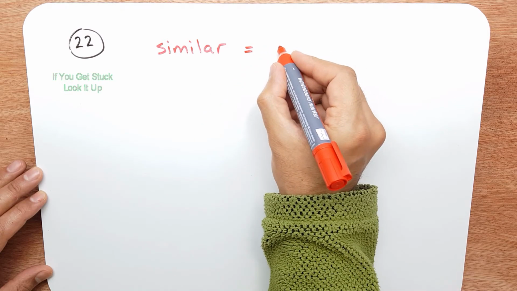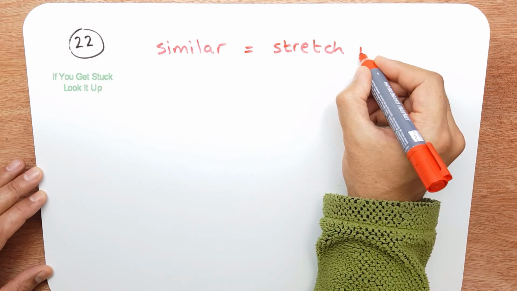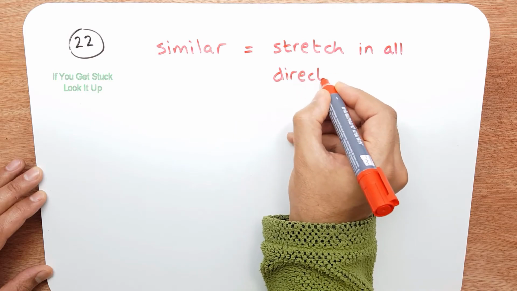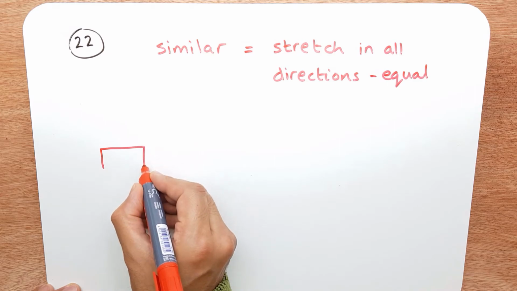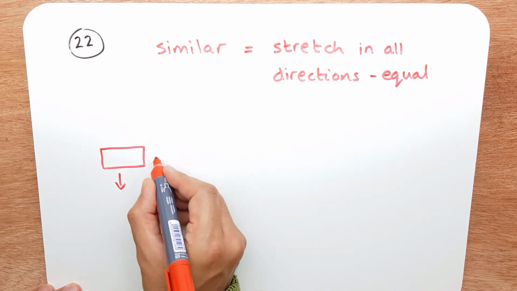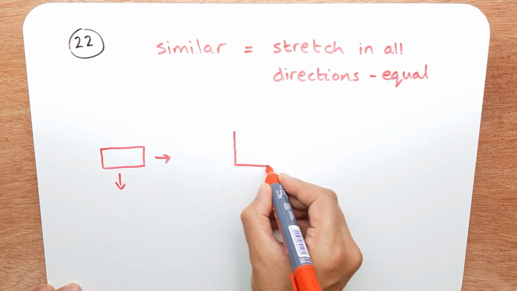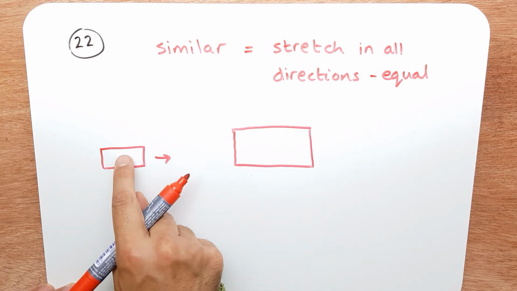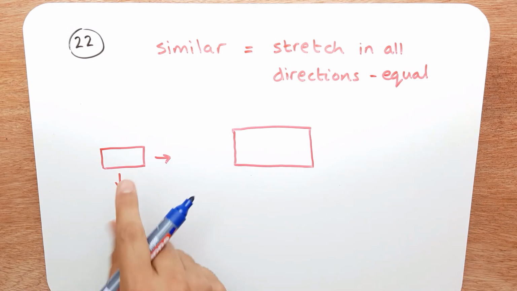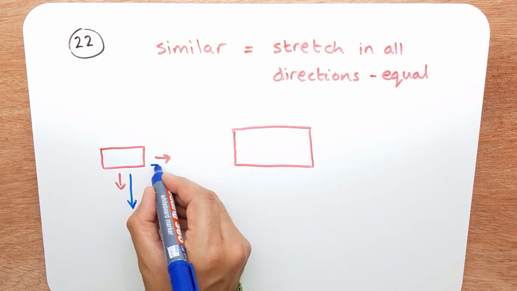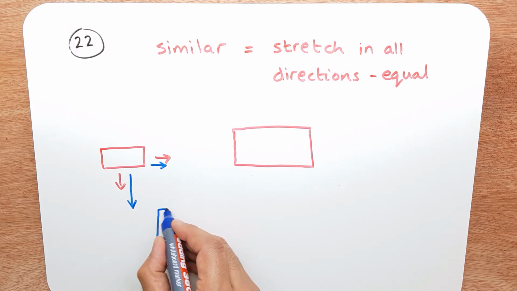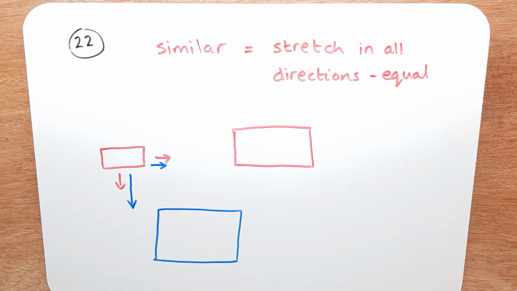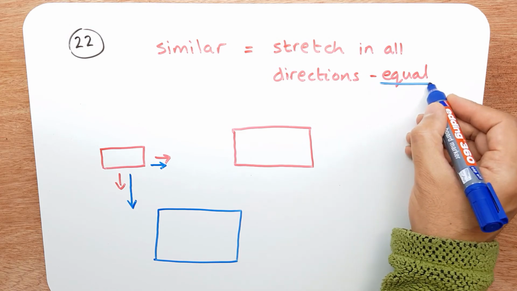All that means is you take a shape and you stretch it in all directions, and you have to stretch it equally. So for example, if I have a rectangle and I stretch it in this direction and this direction equally, these two shapes are similar. Now if I decide to stretch this shape more this way and less that way, I will end up with a shape like this. And although these two are both rectangles, these two are not similar. So remember, you have to stretch the shape equally in all directions.